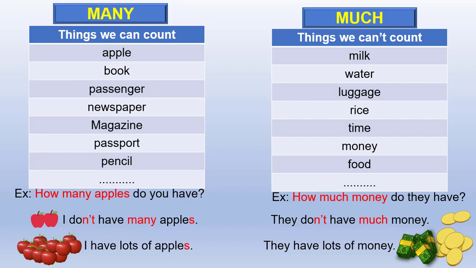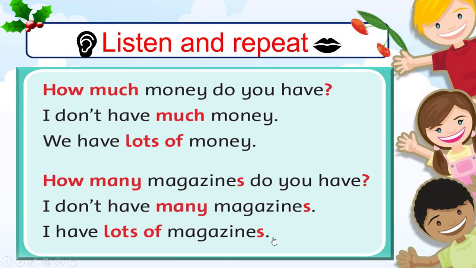Now, you listen and repeat. Listening 88. Listen and repeat. How much money do you have? I don't have much money. We have lots of money. How many magazines do you have? I don't have many magazines. I have lots of magazines.